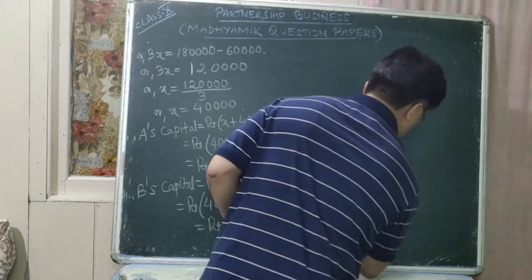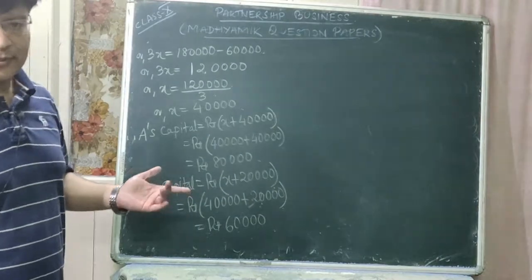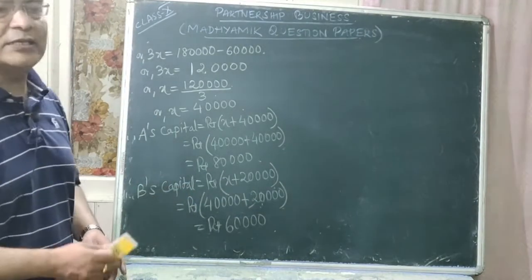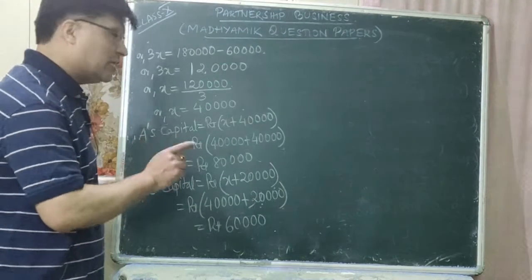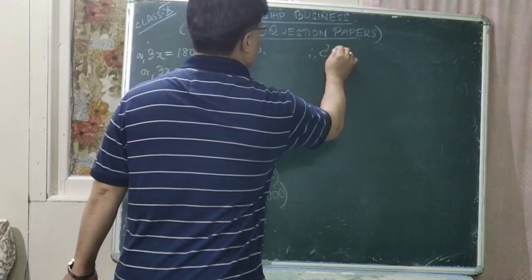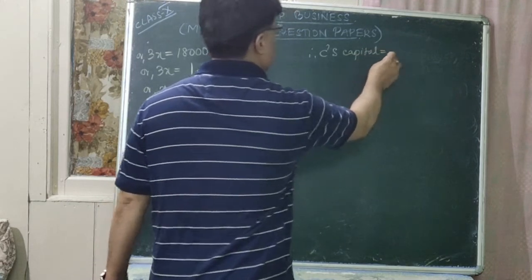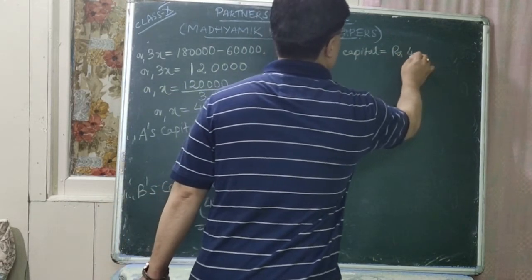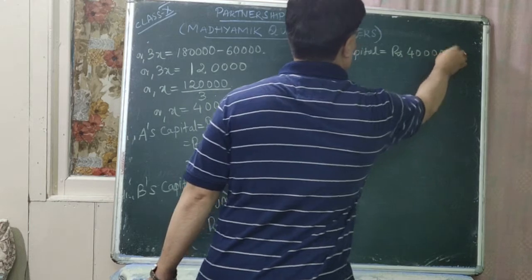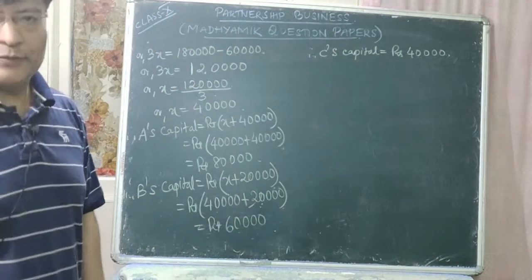Now let us find out C's capital. The investment of C was rupees x, and the value for x in this case is 40,000. Therefore, C's capital is equal to rupees 40,000. Is that clear? So you can copy it. I think you have understood it.